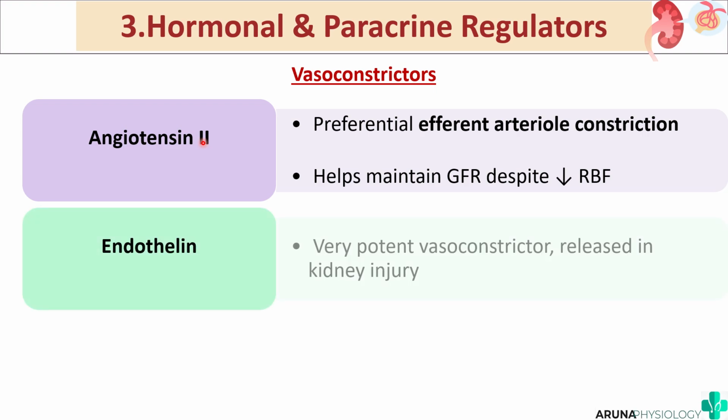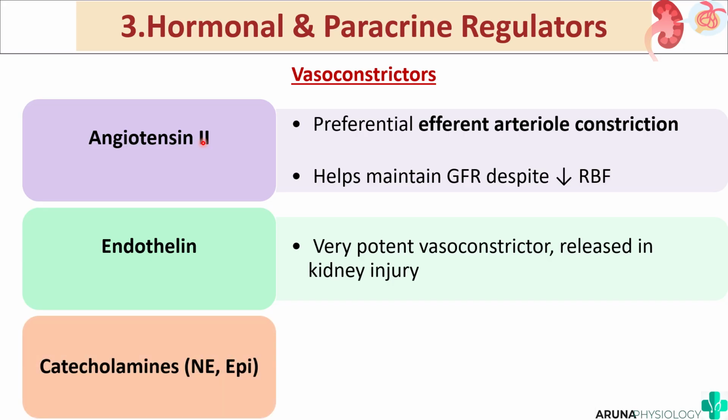This is also a very potent vasoconstrictor, again released in case of kidney injury. And then we've got the catecholamines like norepinephrine and epinephrine, which are usually present during sympathetic activation, the mechanism of which we've just seen. So the three important vasoconstrictors are angiotensin 2, endothelin, and catecholamines.